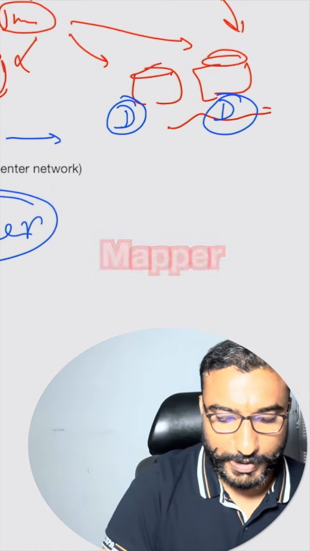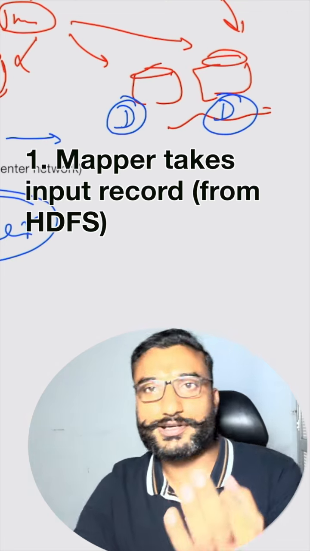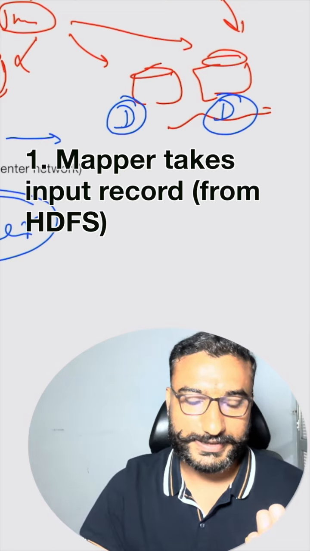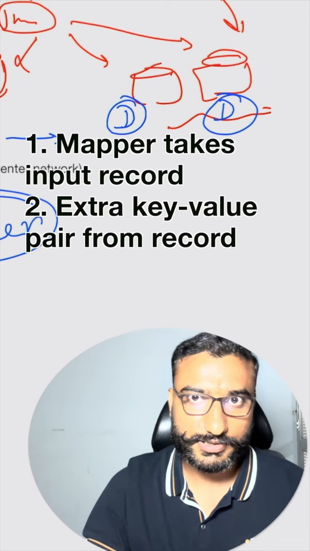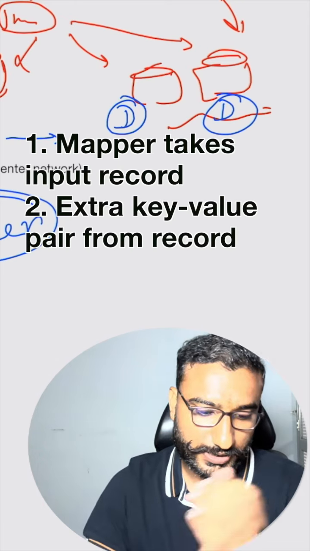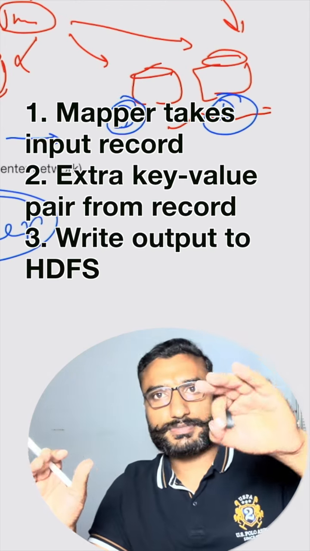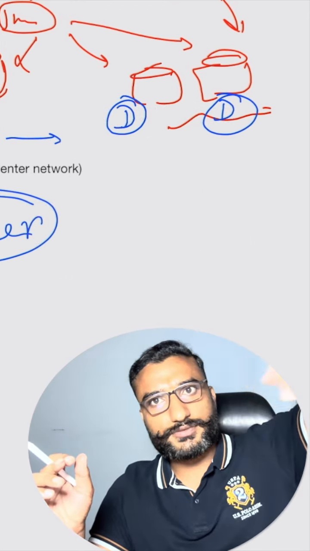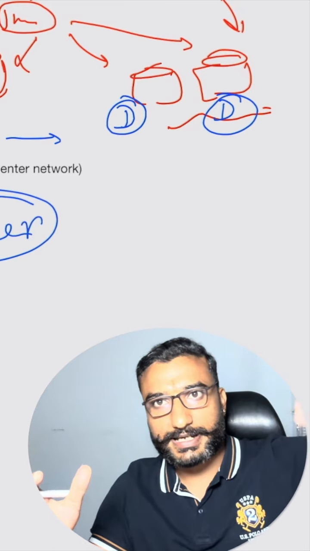What the mapper does is take the input record, whatever is stored on the disk. It extracts the key and value from that record: what is the key, what is the value. Then it writes the output to the disk. The idea in MapReduce is that whatever processing is done is saved back to the disk. Nothing is kept in memory.